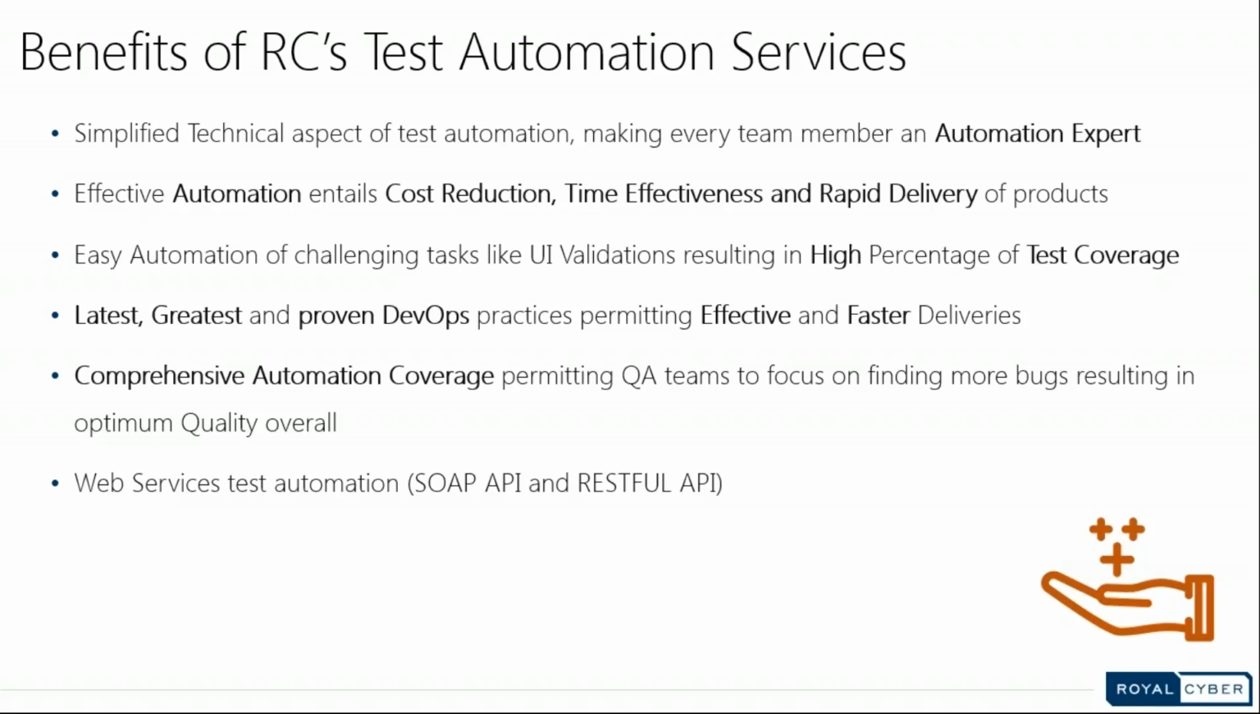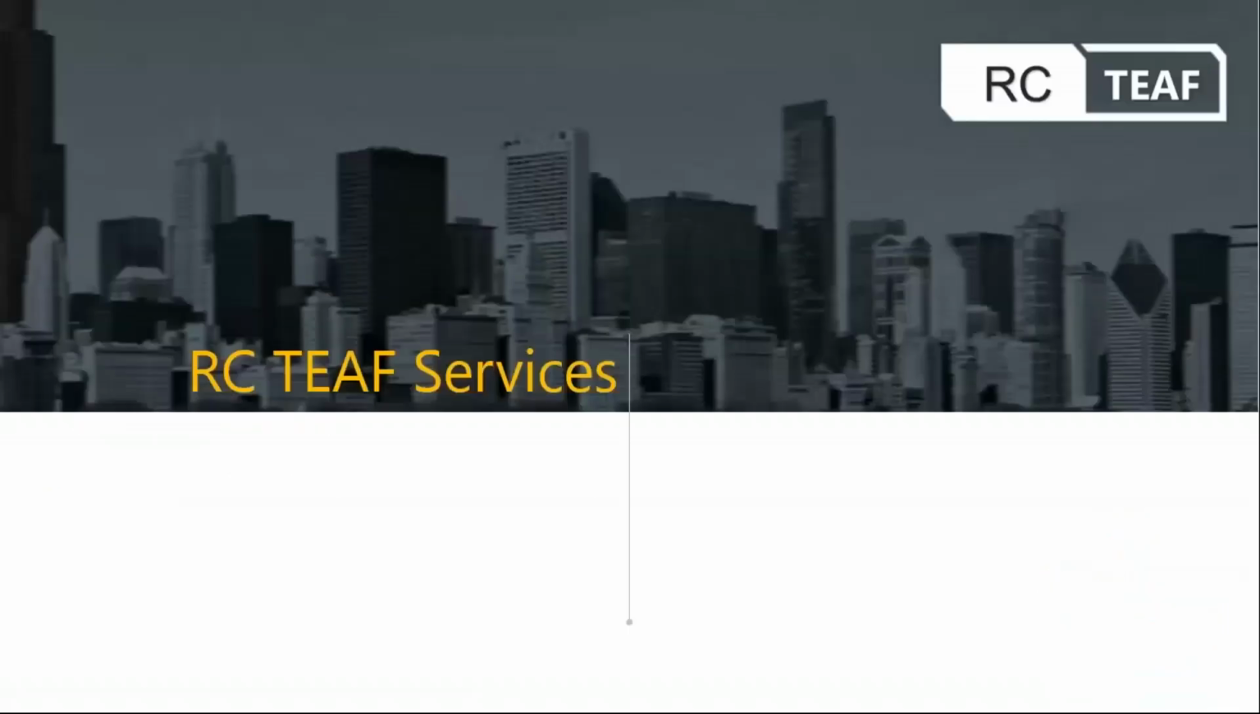Coming to Royal Cyber's test automation framework, it is not only functional test automation, UI validation, and integration with the test management and DevOps tools. It will also do web services automation, which covers SOAP-based web services as well as RESTful APIs. So these are all the major aspects and triggering points for coming up with Royal Cyber's test automation framework.